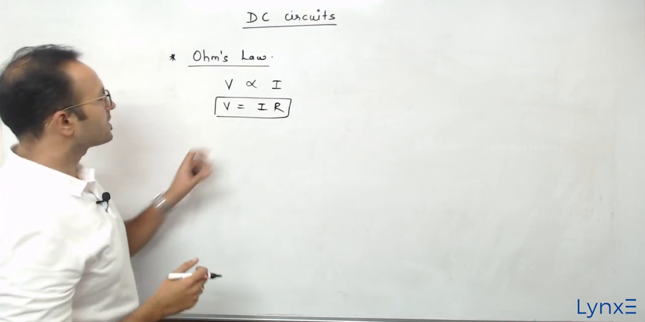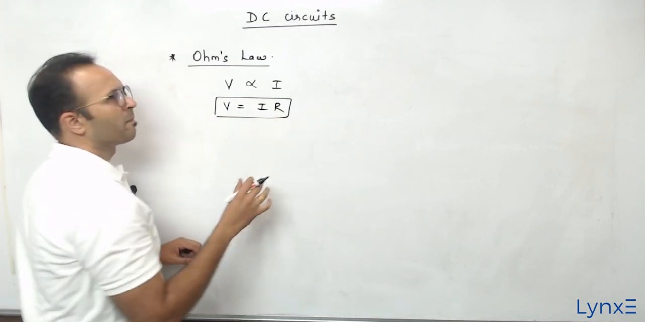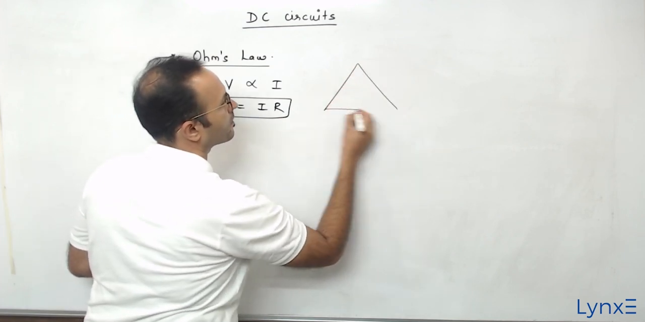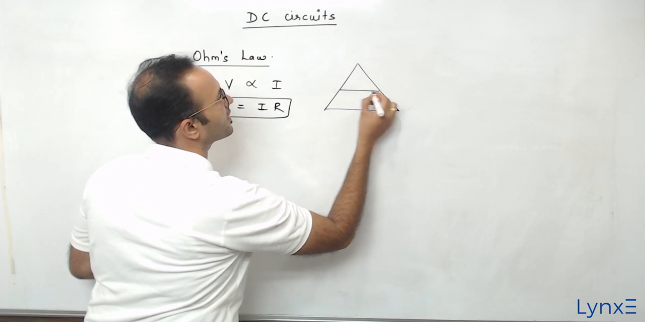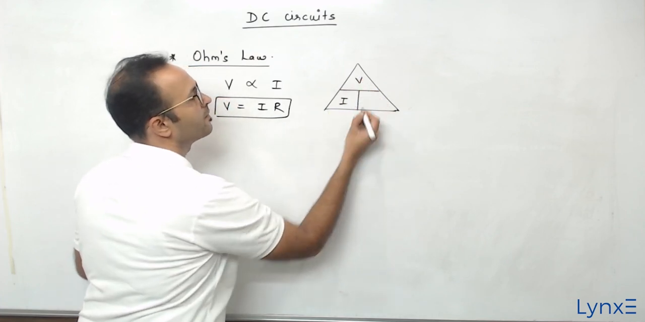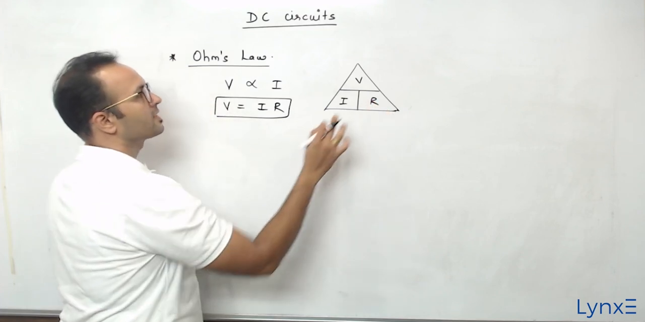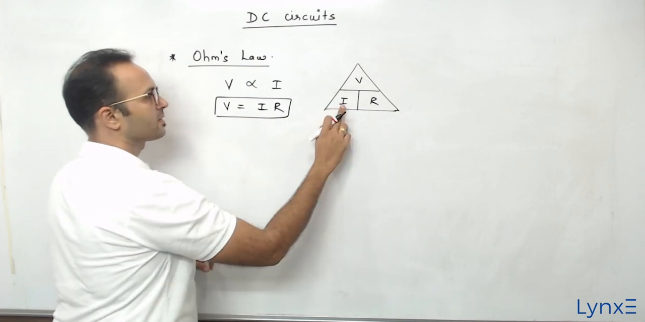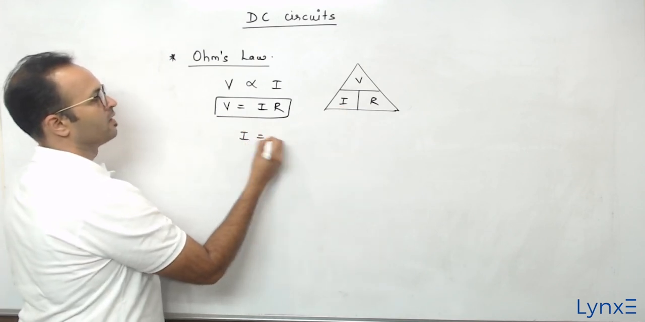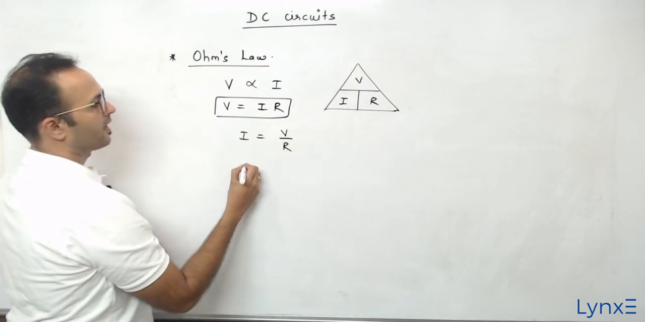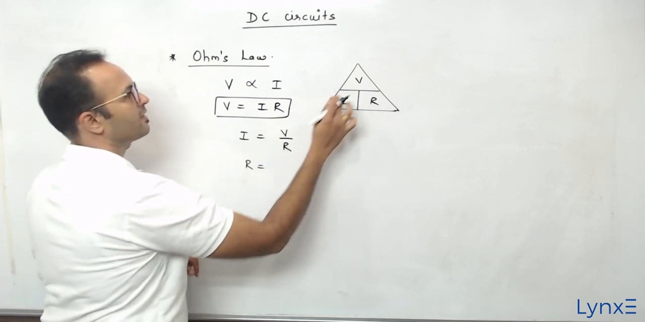Now, you can remember Ohm's law by a small triangle. Let's put V on top, I here, and R here. So V is equal to I into R. That is the relation we get. If you want to find I, it is V by R. If you want to find R, it is V divided by I.